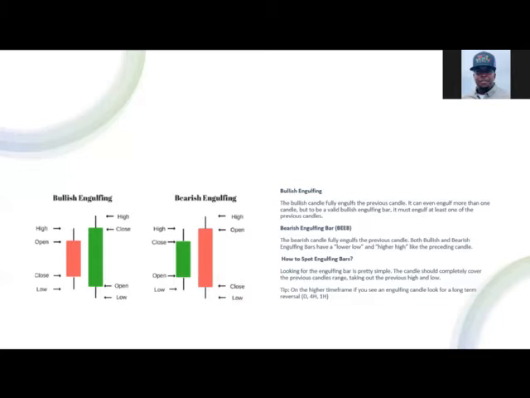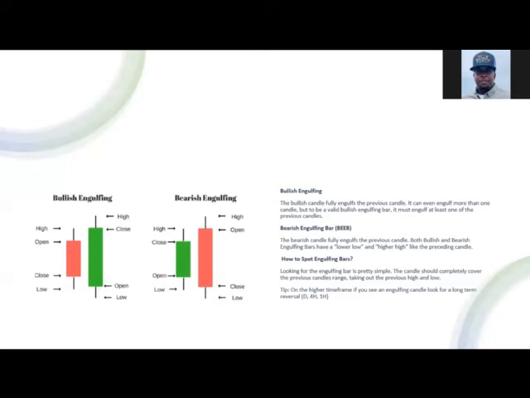All right. So how do we spot engulfing bars? Looking for the engulfing bars, it's pretty simple. The candle should completely cover the previous candle's range, taking out the previous high or the previous low.